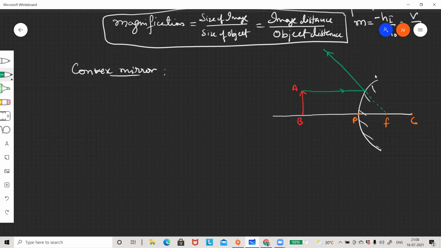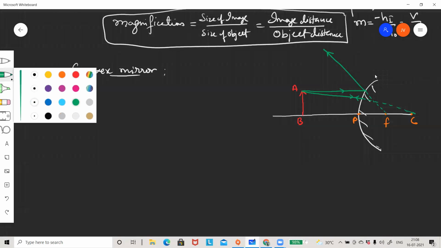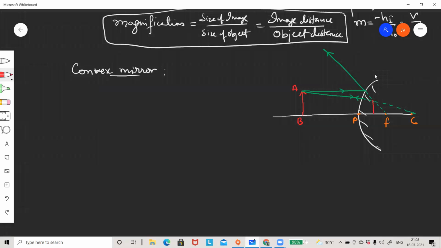Then a ray of light incident in the direction of the center of curvature, after reflection, follows the same path back. And where these two rays appear to have intersected, there the image forms. So the image is A prime B prime. Okay, so first I will take a pair of triangles and then we will decide which will be better. I think with this itself we can do.